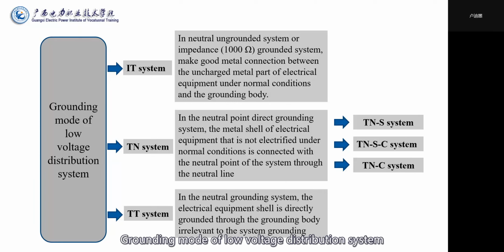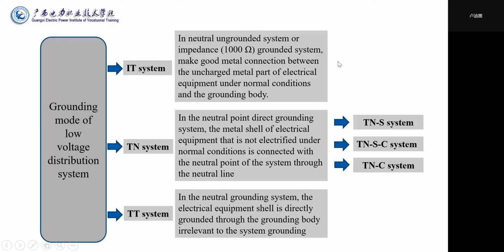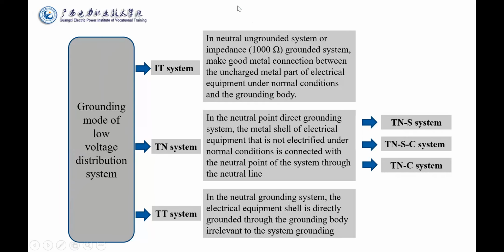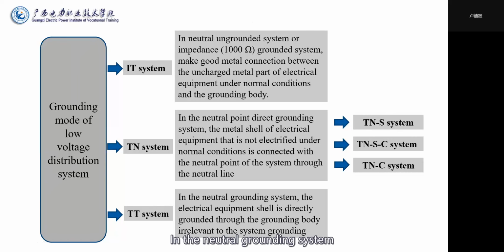Grounding mode of low voltage distribution system. IT system: in a neutral ungrounded system or impedance grounded system, make a good metal connection between the uncharged metal part of electrical equipment under normal condition and the grounding body. TN system: in the neutral point directly grounded system, the metal shell of electrical equipment that is not electrified under normal condition is connected with the neutral point of the system through the neutral line. TT system: in the neutral grounding system, the electrical equipment shell is directly grounded through the grounding body irrelevant to the system grounding.